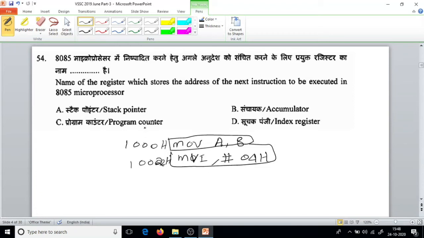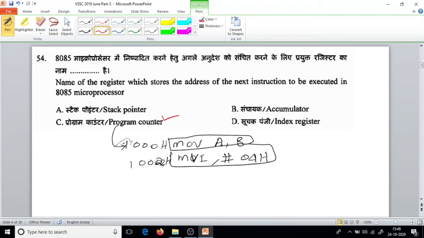So these numbers are stored in the program counter. So the answer is option C, program counter. Whatever instructions we are storing, they get stored in a memory location. So it is a program counter.